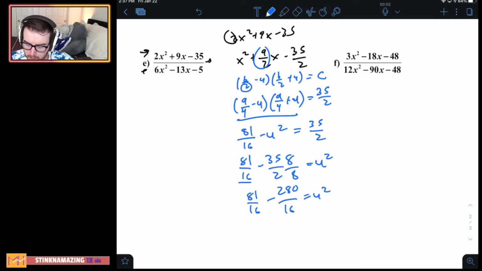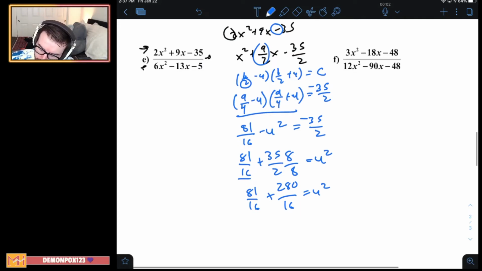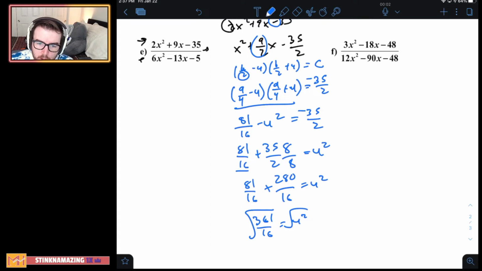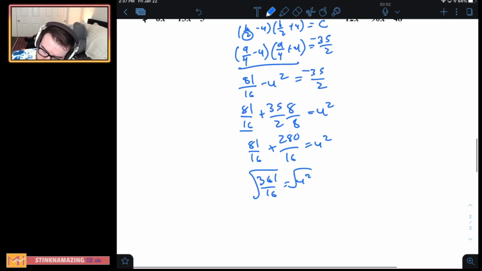Okay, I figured out my error, so that way you guys didn't have to suffer watching me figure out the error. It's because I forgot the negative right here. Equals negative 35 halves. So I'm actually adding it over, and I'm actually adding 280. And I end up with 361 over 16, which equals u squared. And when I take the square root, 361 is 19, and 16 is 4.